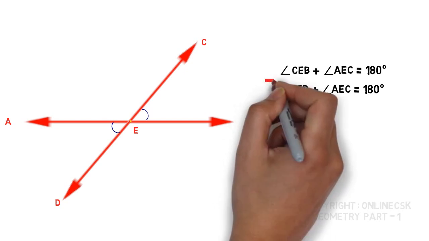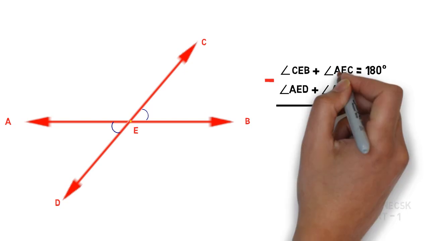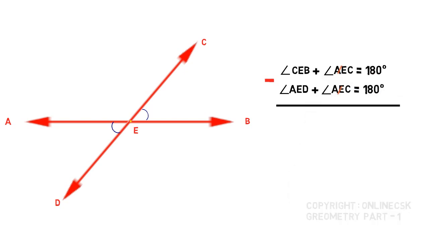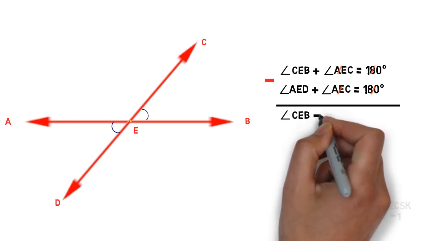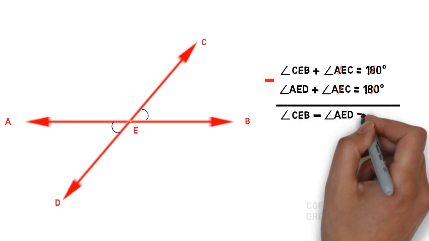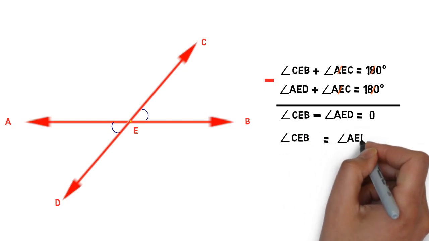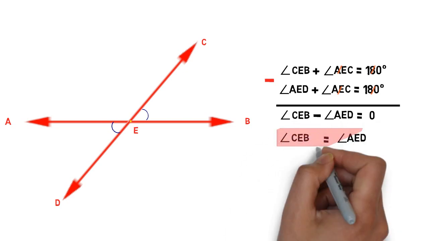Now if I try to subtract, I can cancel angle AEC from the first equation and angle AEC from the second equation, and 180 and 180 I can subtract, it's going to be 0. So angle CEB minus angle AED is equal to 0. I can take the angle AED towards the right hand side. So in this case I get angle CEB is equal to angle AED. This is called the vertically opposite angle theorem.